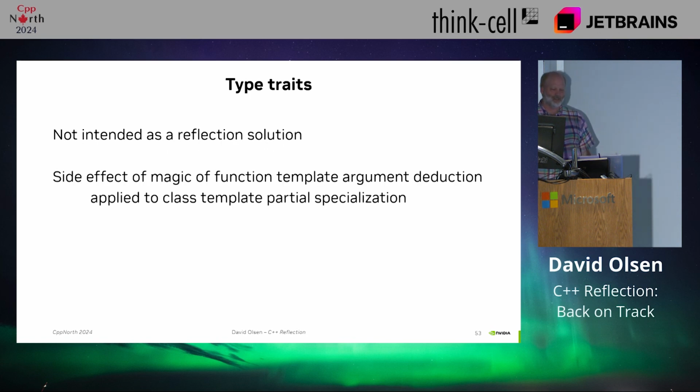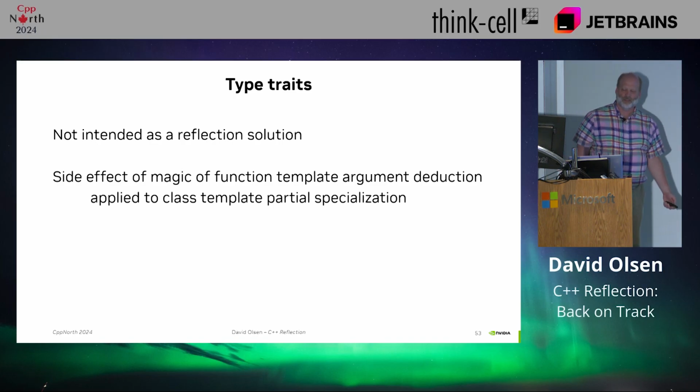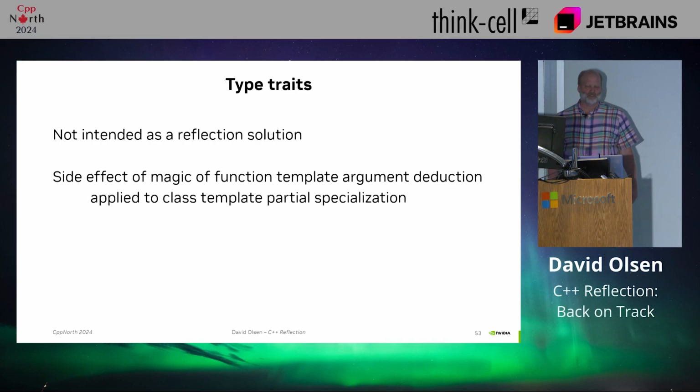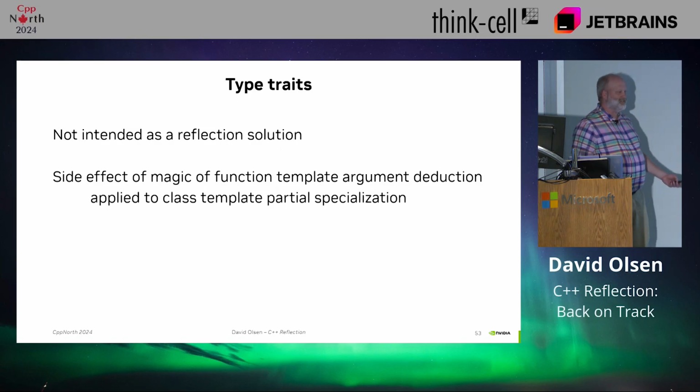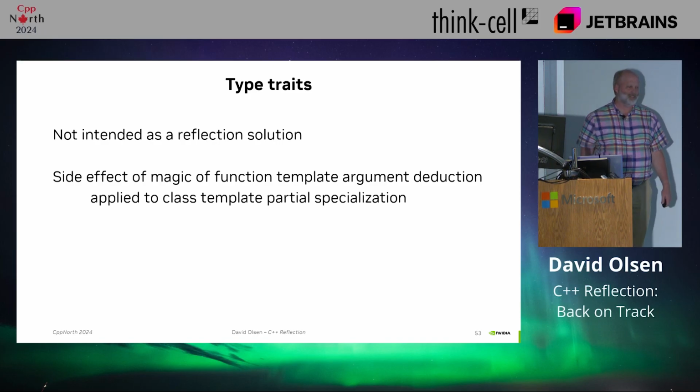While type traits are extremely useful and were a great addition to the language in C++11, they are lousy at implementing reflection because they were never intended to be the reflection solution. Type traits and many other parts of template metaprogramming are an outgrowth of the magic of function template argument deduction that happens during overload resolution. These rules can also be used to resolve class template partial specializations, which is what type traits are built on.